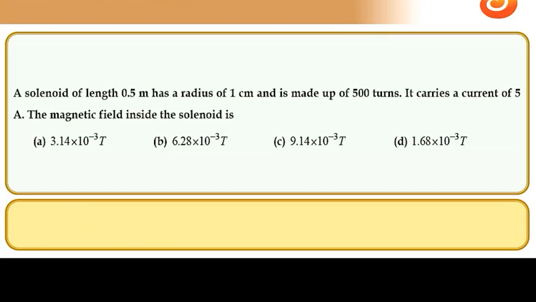A solenoid of length 0.5 meter has a radius of 1 centimeter and is made up of 500 turns. It carries a current of 5 ampere. The magnetic field inside the solenoid is.